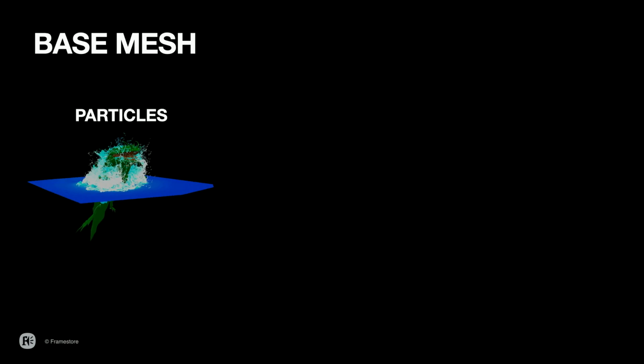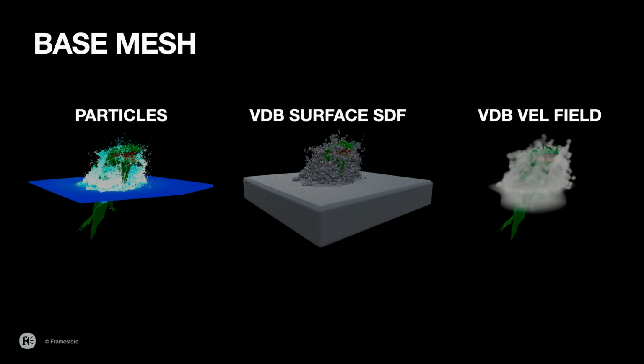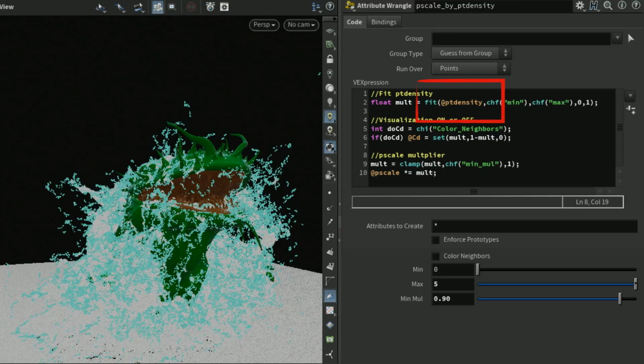All right, we get the simulation. The output from the simulation is 3 things: particles, VDB surface, and the VDB velocity field. Let's start with the particles. We have p-scale that we can play with a little bit. So let's use the PT density again to break up the p-scale. Points that are a little bit sparser, we can multiply to be a little bit smaller so we can have very nice, fine, detailed droplets there.